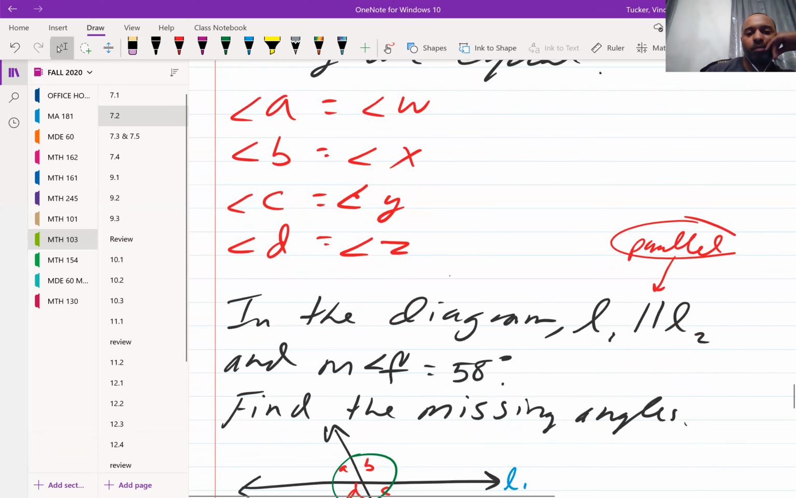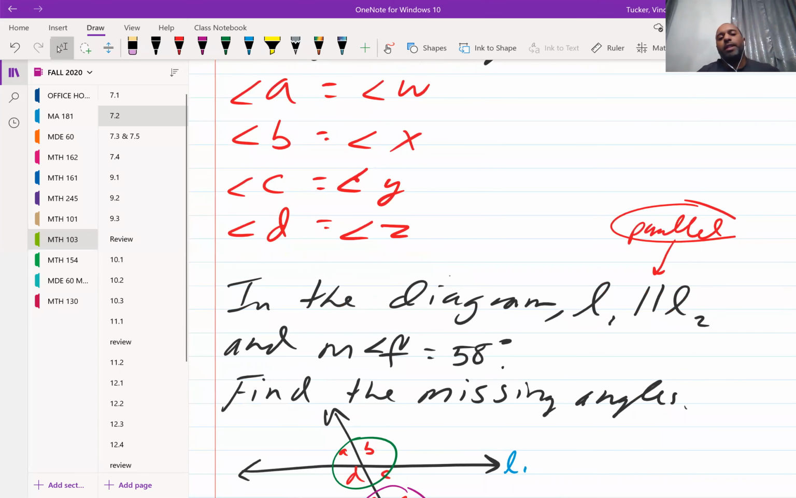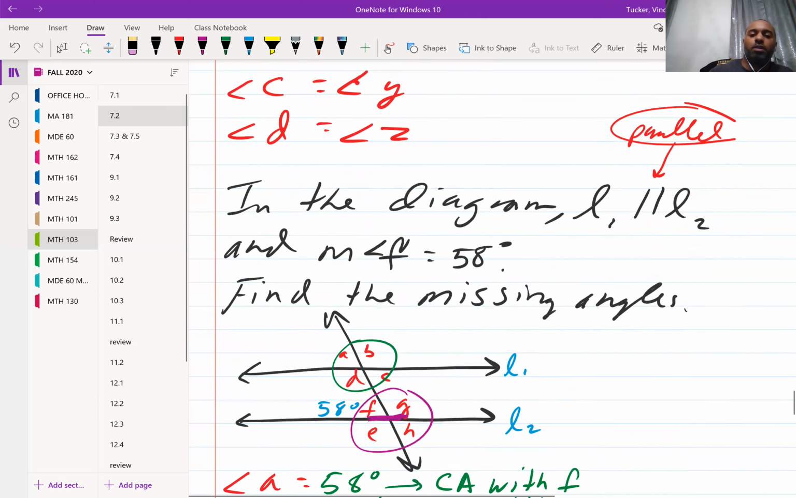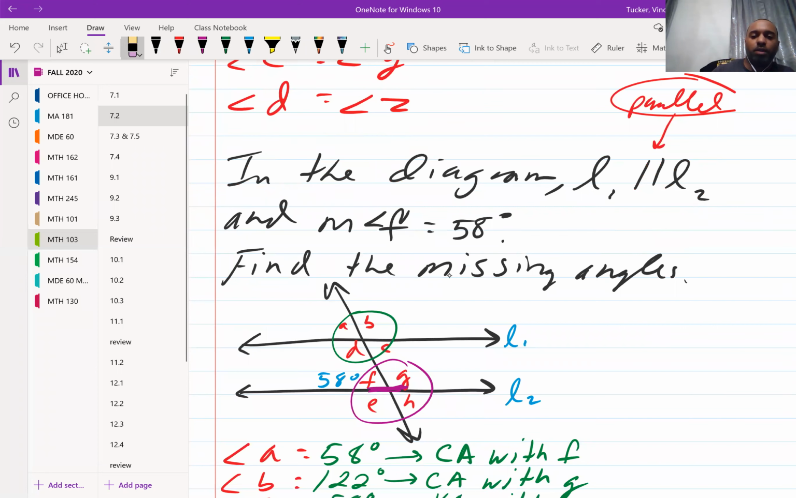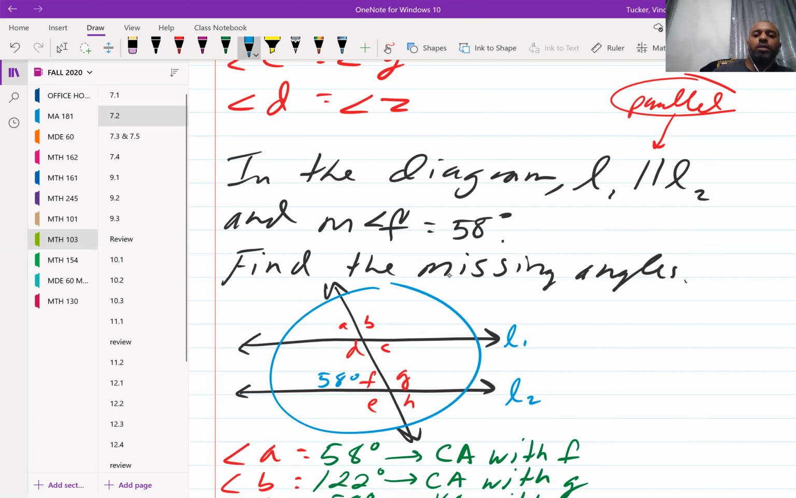All right. So in the diagram, L1 is parallel to L2. So that's what that symbolism means right there. And the measure of angle F is equal to 58. It says find the missing angles. All right, so let me erase this. So this is the diagram right here.